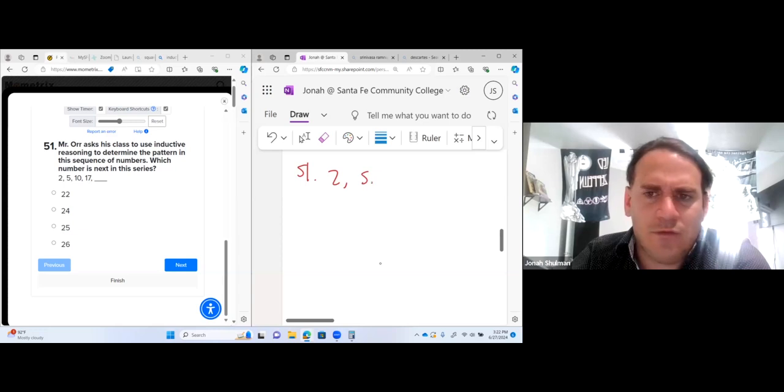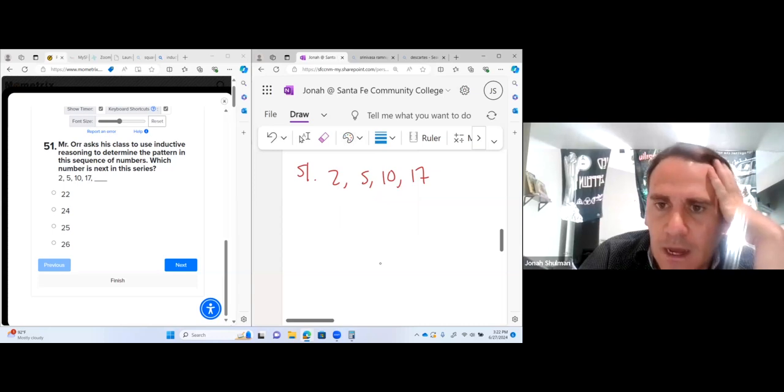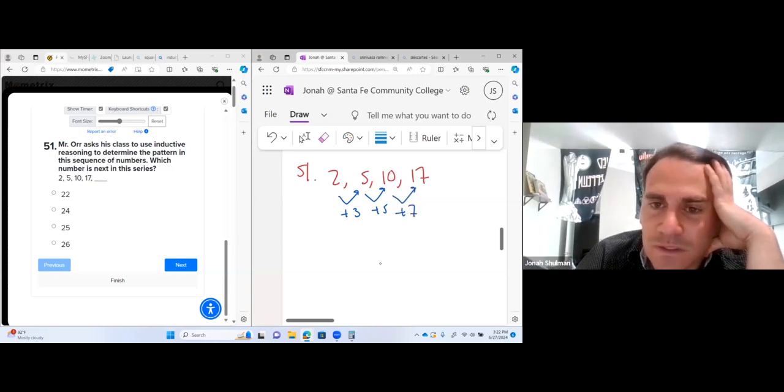2, 5, 10, 17. So to get from one to the other, I am adding 3. I'm adding 5. I am adding 7. So the second step of the pattern is we're just adding 2 every time.